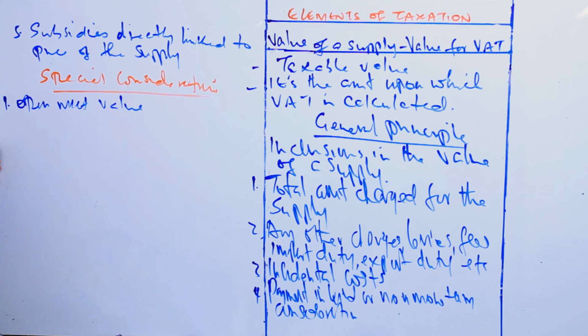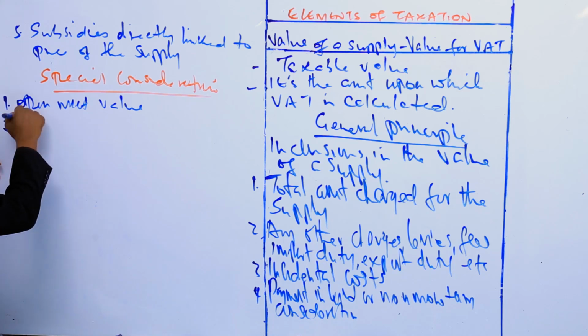And the open market value is defined as the consideration that a supplier would reasonably be expected to fetch in an arm's length transaction. That is to mean a transaction between independent parties made at the time of the supply. And this is to prevent artificial manipulation of prices to reduce VAT liability.